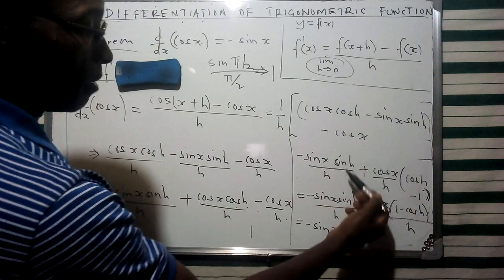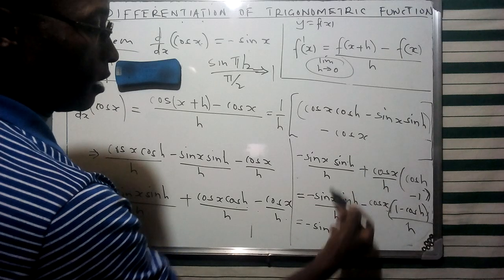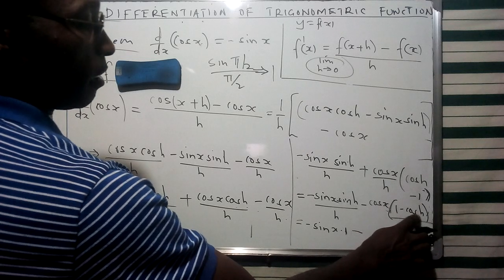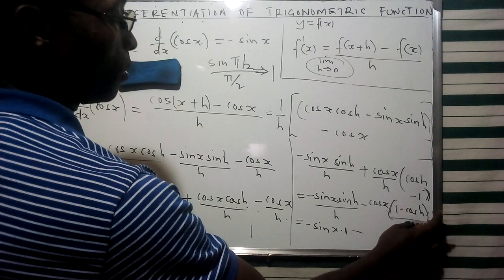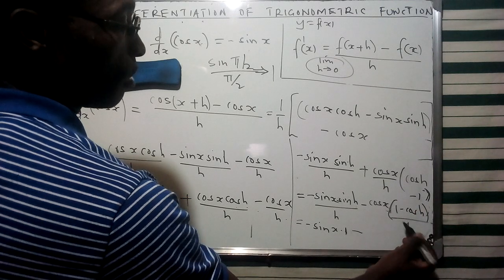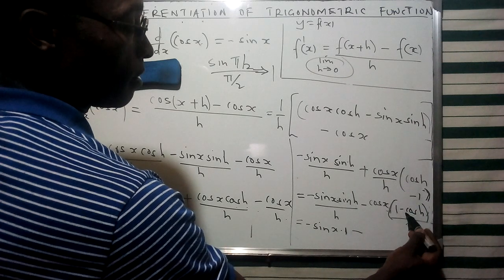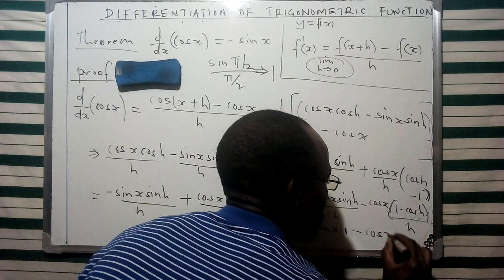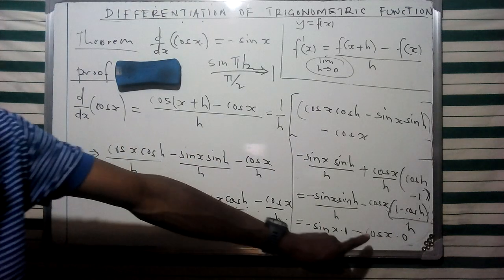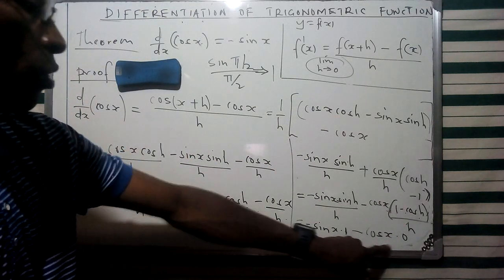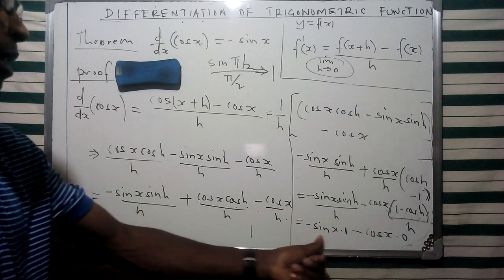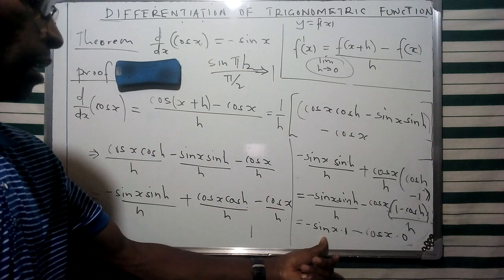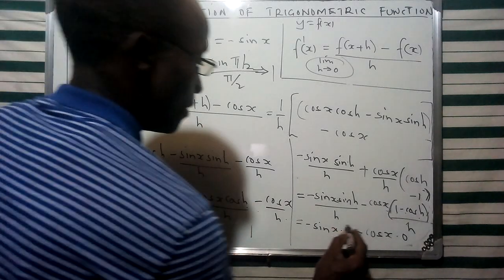This specific part of the fraction, which is sin h over h, is going to reduce to 1, and then minus. For the cos h, as h tends to 0, cos 0 implies 1. So 1 minus 1 is equivalent to 0, implying that this second section, cos x times 0, equals 0. So the second part of this equation reduces to 0, implying that the value for the right side of this equation is negative sin x given as such.